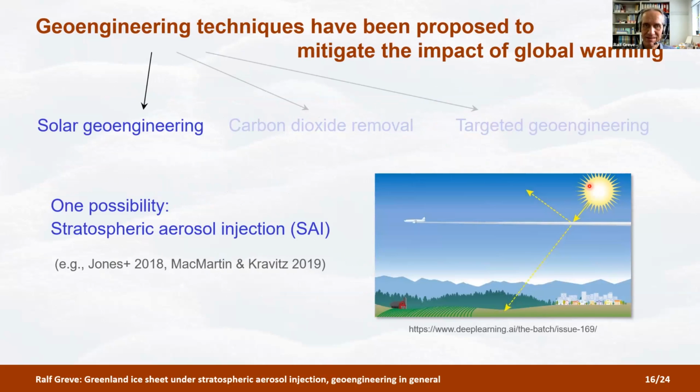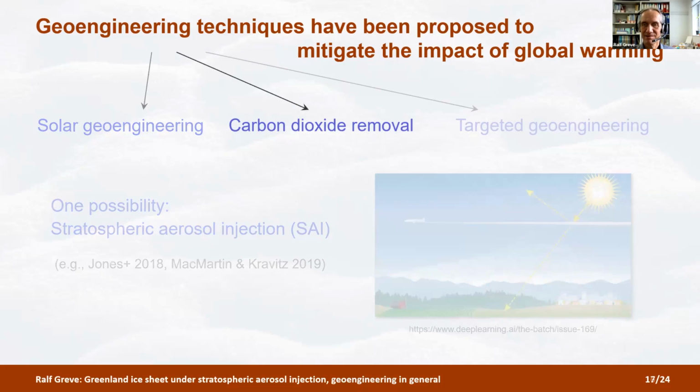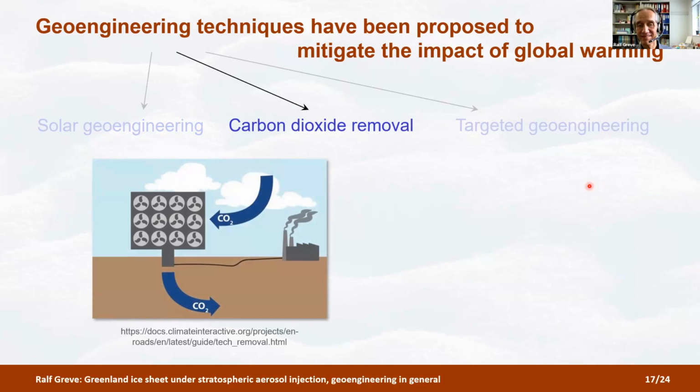So this slide we had before, so we said geoengineering, there are basically 3 types. Solar geoengineering, trying to reduce the amount of incoming radiation, sunlight. One possibility is stratospheric aerosol injection. The second possibility that is being discussed quite a lot is this idea of carbon dioxide removal, which means take the carbon dioxide out of the air and put it underground.